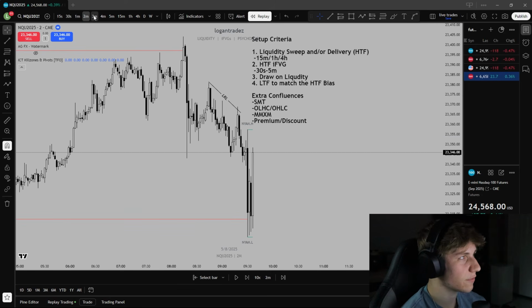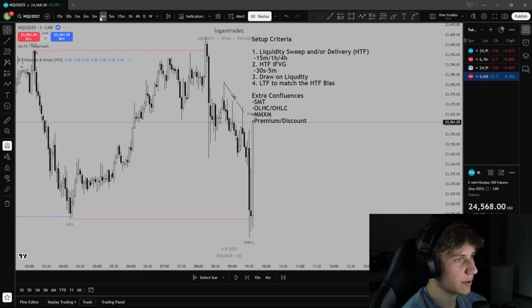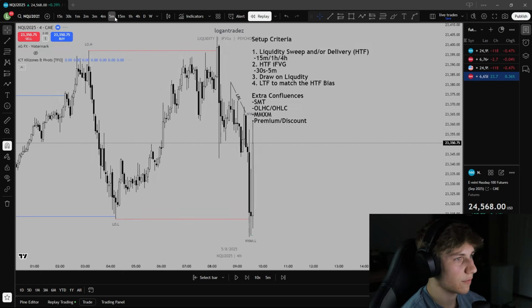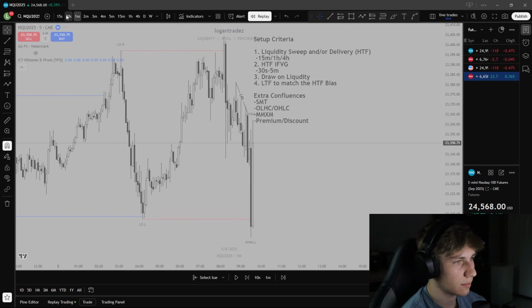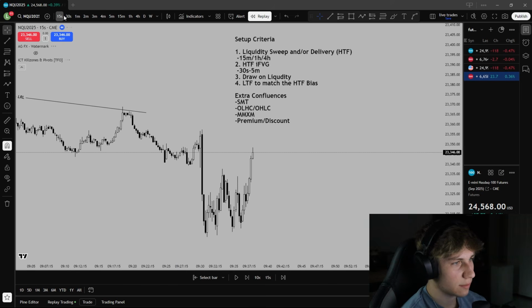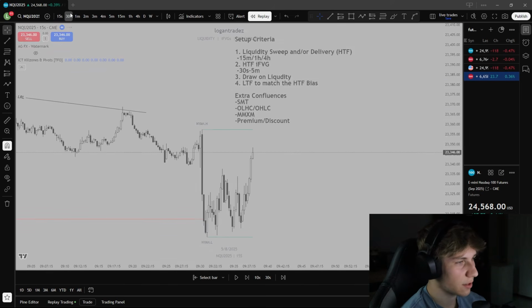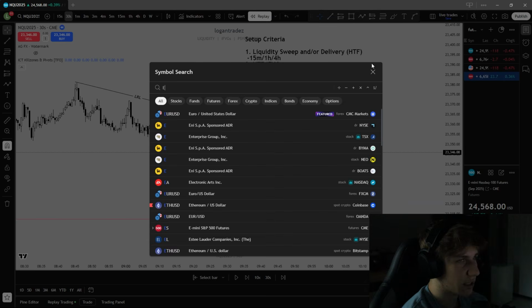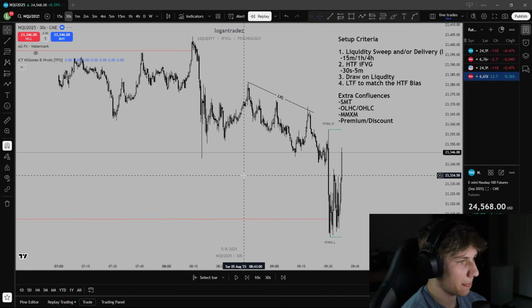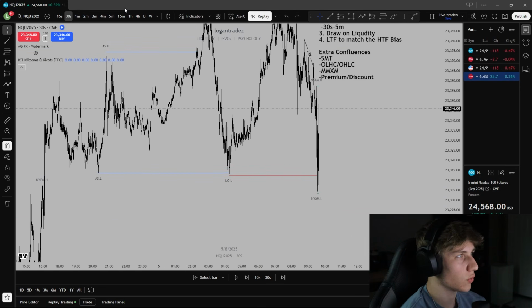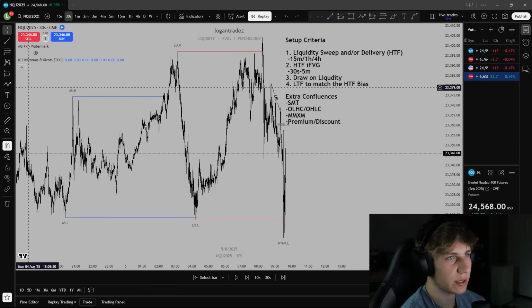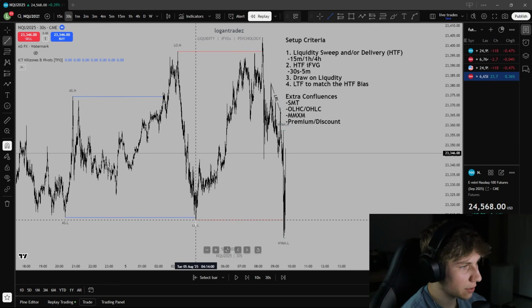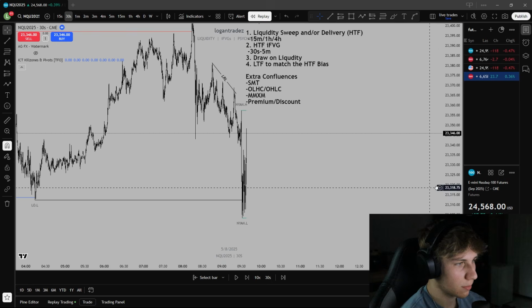Okay, right here we have an inverse. Is it the highest time frame? Let's see. We have a 4-minute, a 5-minute. Oh, I didn't mean to go to the 15-second. So you can see we have all this here. We swept London low. So we do have the first thing, liquidity sweep of a higher time frame. London low. Boom. All right.